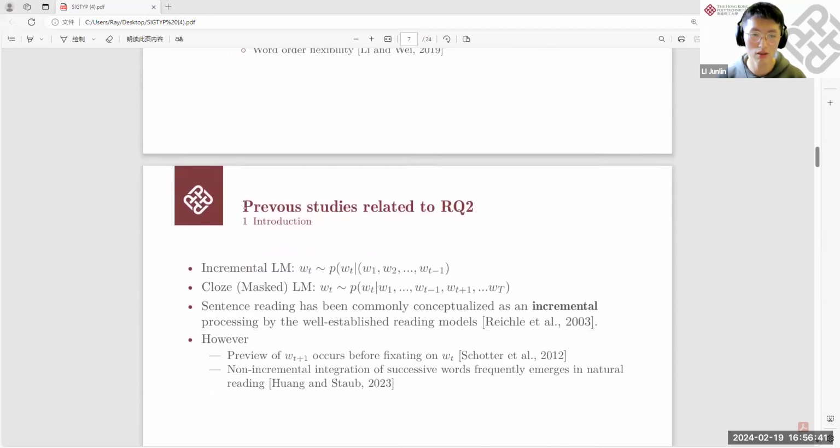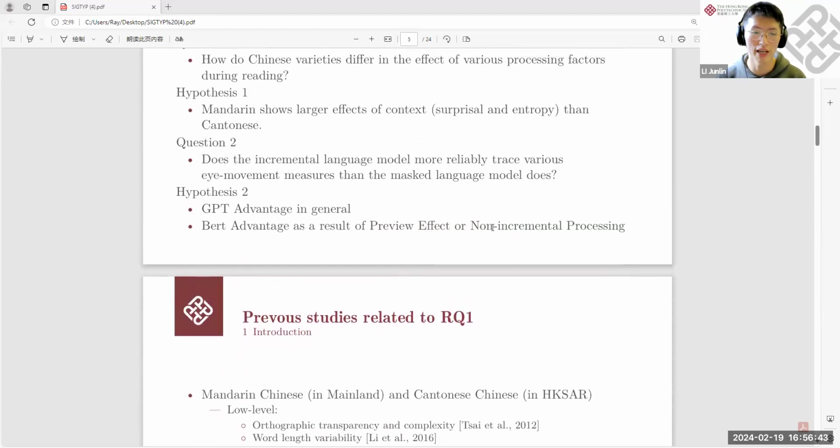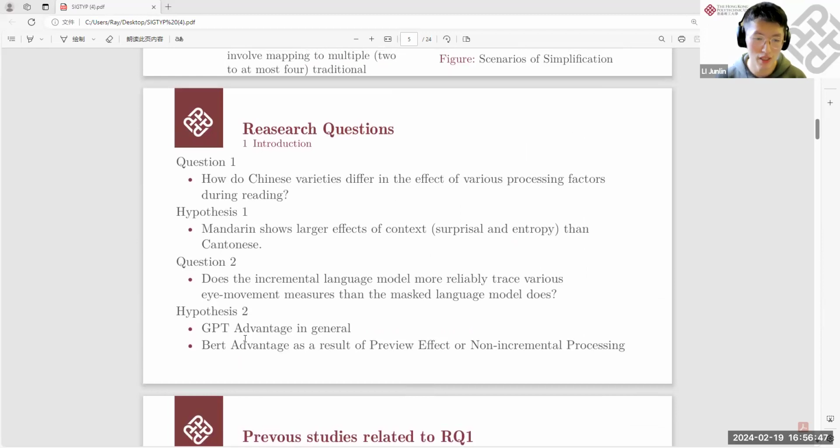So from these observations, we can hypothesize that maybe GPT shows a general advantage over BERT. However, BERT maybe on certain preview or non-incremental measures can exhibit an advantage over GPT.